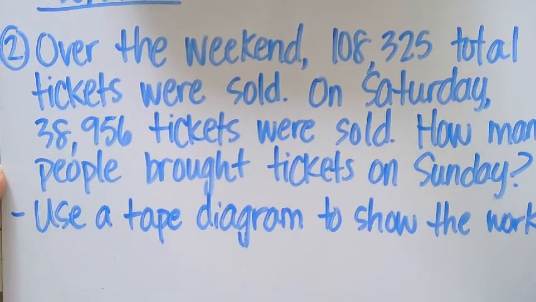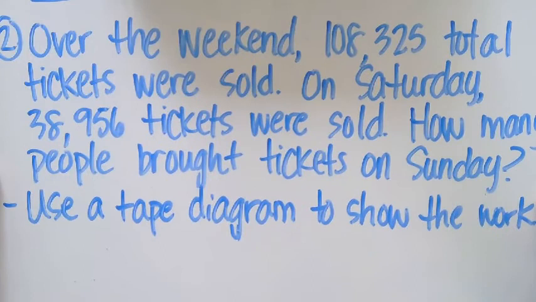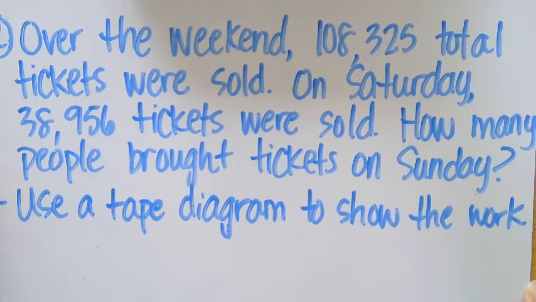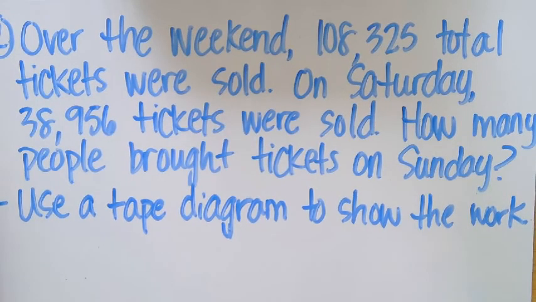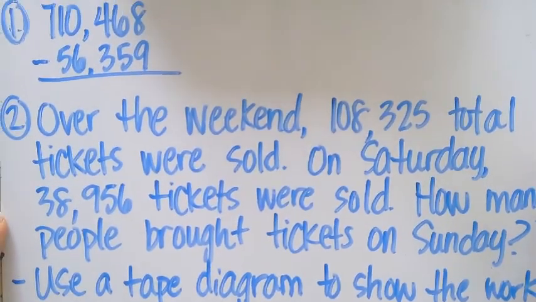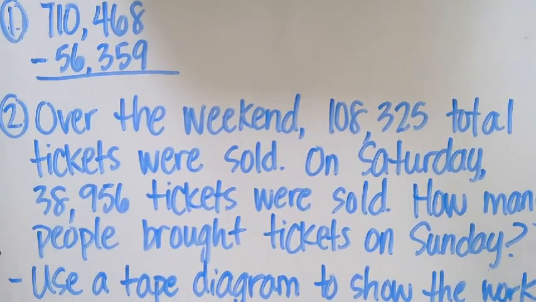And number 2, over the weekend, 108,325 total tickets were sold. On Saturday, 38,956 tickets were sold. How many people bought tickets on Sunday? Use a tape diagram to show the work. If you're having trouble figuring out the tape diagram, just go back into the video and remember what we did. And you guys are totally capable of rewatching the video and showing your work and showing it multiple ways, okay?